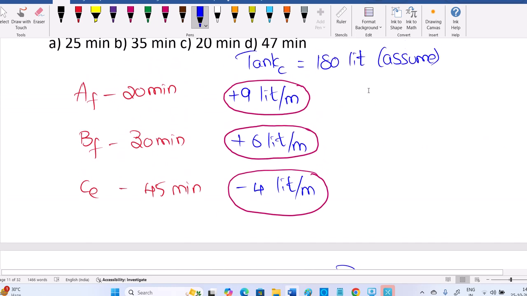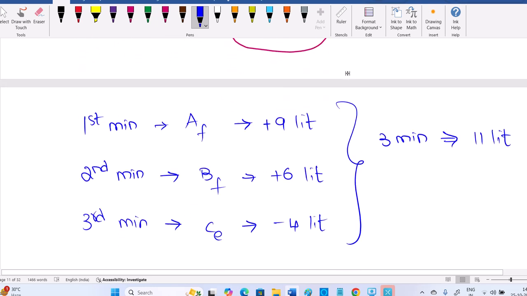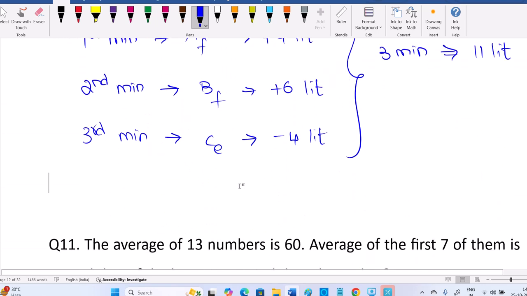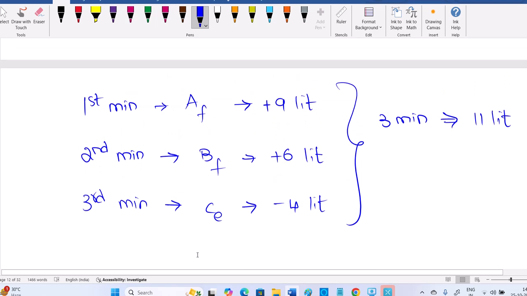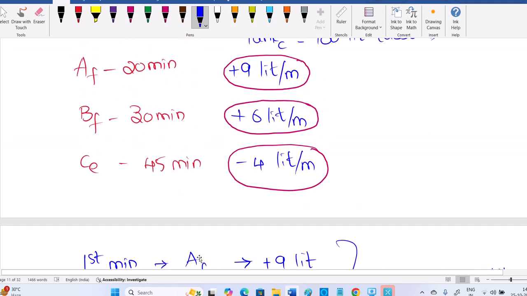The target, 180 liters. Sir, 3 minutes 11 liters, for 180 multiply by 16, sir. This is multiply by 16. 3 into 16, 48 minutes. For 48 minutes, 176 liters only. But you want 180. No option with more than 47 there. So your approach is wrong.